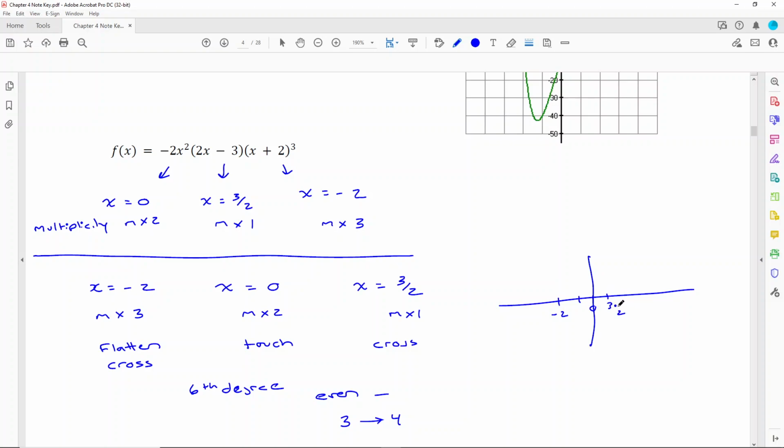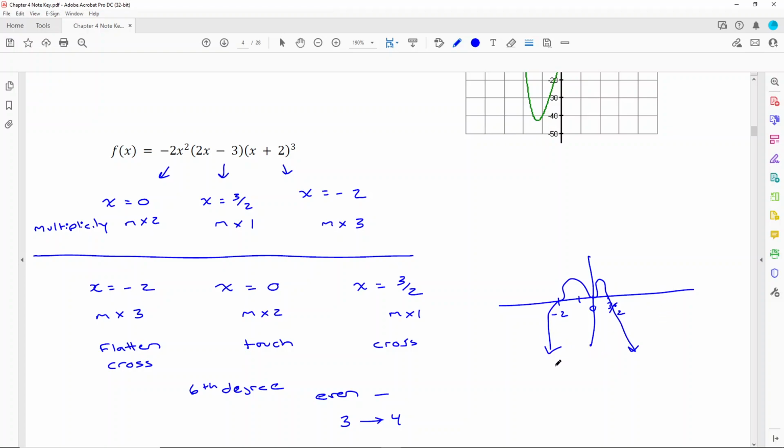I don't actually care where. Okay, it's just a sketch. So I'm going to start in quadrant 3. It's going to end in quadrant 4, and I'm going to use this behavior. I'm going to flatten but cross through. I'm going to touch, and then I'm going to cross. So I'm going to flatten and cross. I'm going to touch, and I'm going to cross. And that's my sketch. It looks horrible, right?